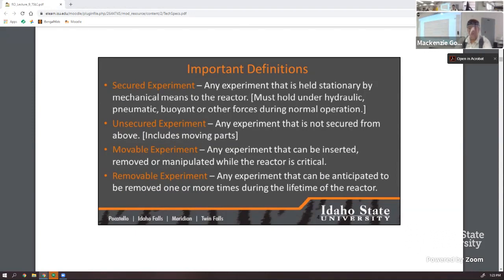But understand that very specifically the types of experiments and the different modes of experiment, secured and unsecured, are actual TSR definitions. You have to understand if an experiment is secured or unsecured, because then you understand if you can leave the reactor in its shutdown configuration, right? You can't have an unsecured experiment and call the reactor secured, for example. Does that make sense?